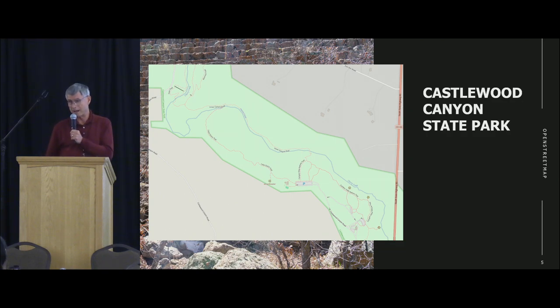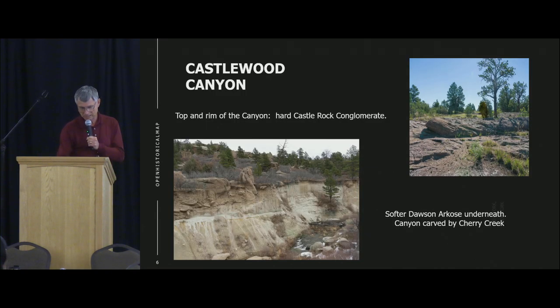It's been very nicely mapped in OpenStreetMap. So just about all the trails there, as well as some of the other amenities. And the basic canyon itself is formed from Cherry Creek, which flows north from this area into Denver, and there joins the South Platte River. The top part of the canyon, or the rim of the canyon, is formed of a rock formation known as the Castle Rock Conglomerate. It's very hard and very tough. And the Cherry Creek has cut down into a much softer layer below that called the Dawson Arkose. That becomes important and part of the story a little later.